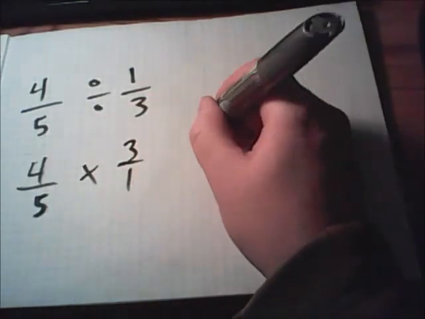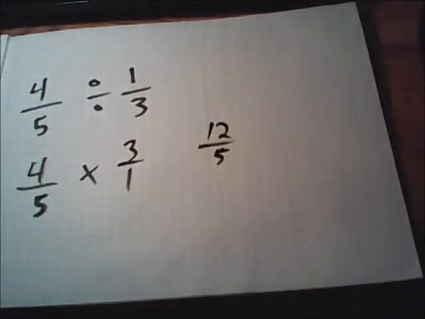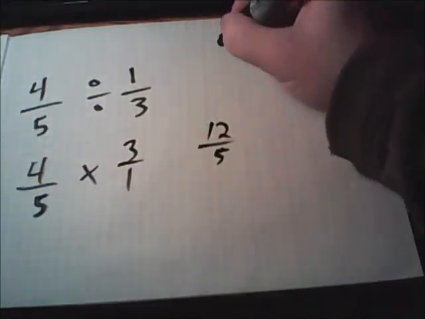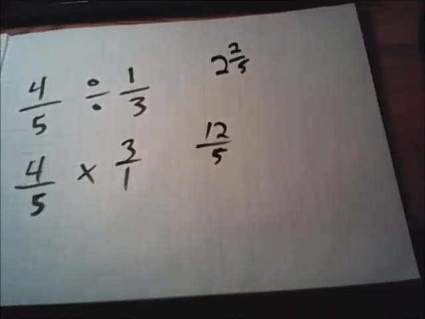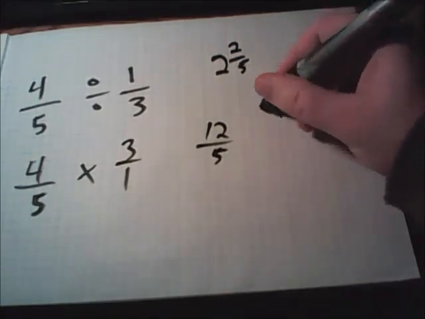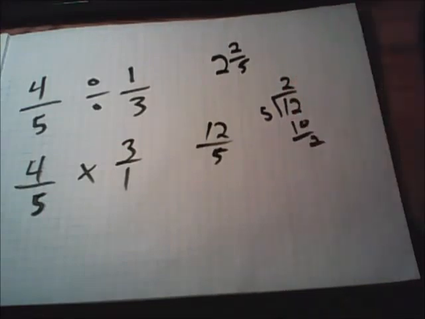4 times 3 giving us 12, and 1 times 5 is 5 on the bottom. This improper fraction can be changed into the mixed number 2 and 2/5. We get that answer by dividing 12 by 5. It'll go 2 times with 2 left over. So again, your answer here is 2 and 2/5.